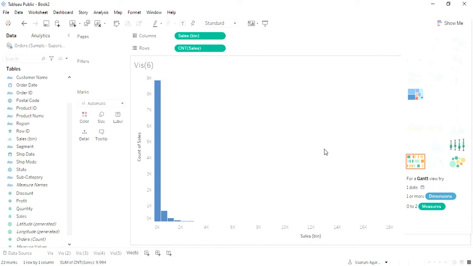Now what is this histogram? Histogram is actually a really good way to depict information, and what it requires is just one measure, not more than one, just one measure is sufficient for it. Okay, now what this histogram does is, as soon as I dragged the sales, it created two things: the sales bin and the count of the sales.